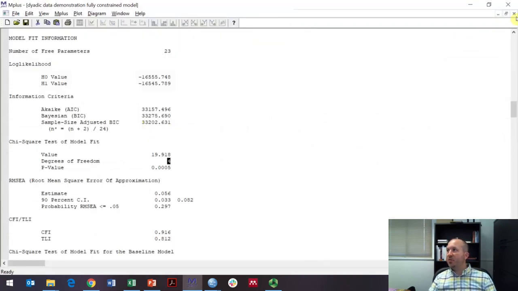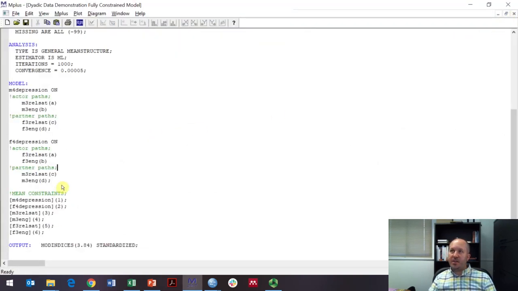So now what I can do is go back to here, and I can take away my constraints for my means. So I can either put the exclamation points back on here, or I can just delete it out. I'm going to keep it on here just in case I need it at any point in time. And now I'm ready to test one path at a time and take a look and see if any other paths are significantly different from each other. So I'm going to take away the first 3 and just check my first one.